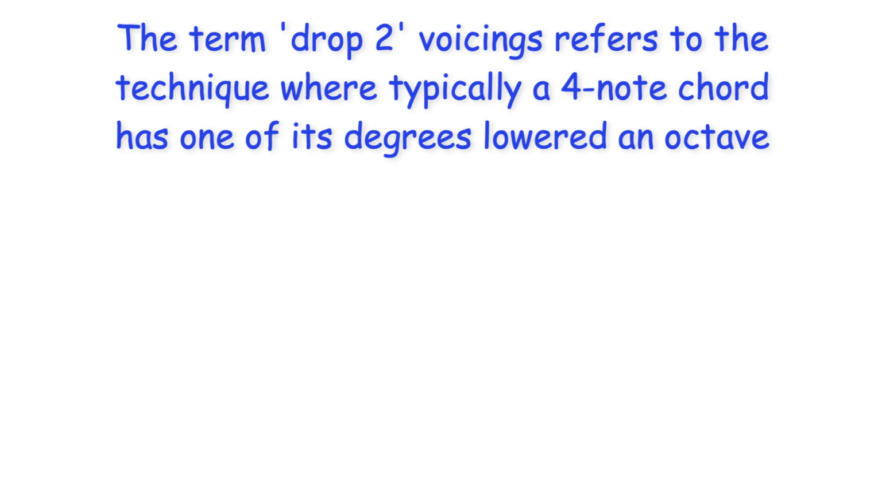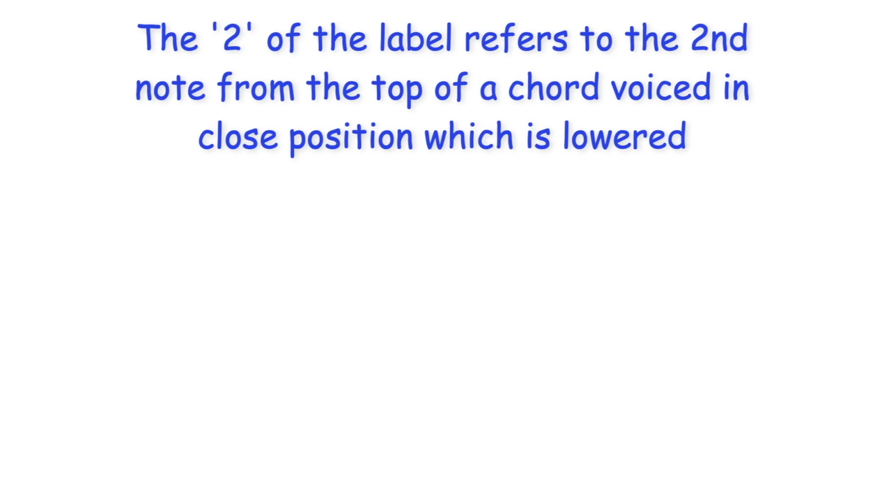The term drop two voicings refers to the technique where typically a four-note chord has one of its degrees lowered an octave. The two of the label refers to the second note from the top of a chord voiced in close position, which is lowered.